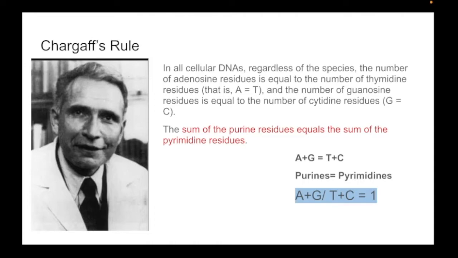Chargaff studied the cellular DNA of various species and he concluded that the adenosine residues are always equal in number to thymidine residues and the number of guanosine residues was always equal to the number of cytidine residues. That means A is equal to T and G is equal to C. The sum of purine residues equals the sum of pyrimidine residues. A plus G is equal to T plus C, or purines are equal in number to pyrimidines. So the ratio of A plus G upon T plus C is always unity, or 1.